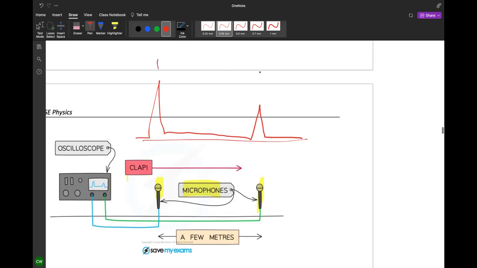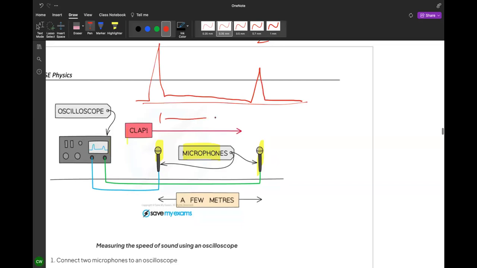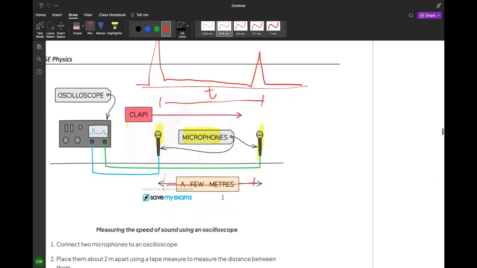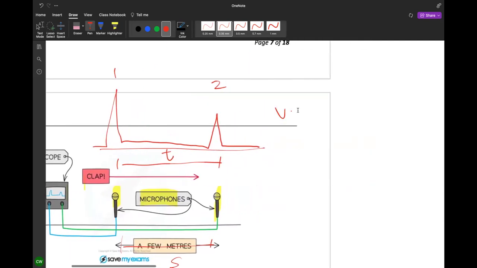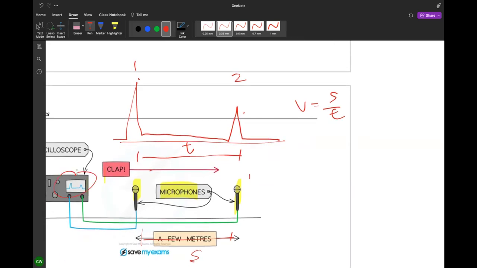So first and second. Between first and second, there's a time, and then there's a distance. So same thing, speed will be distance over time. That's all. This is the starting time. This is the stop time. Clap, go here, another pulse. Pulses. Okay, detecting the sound.